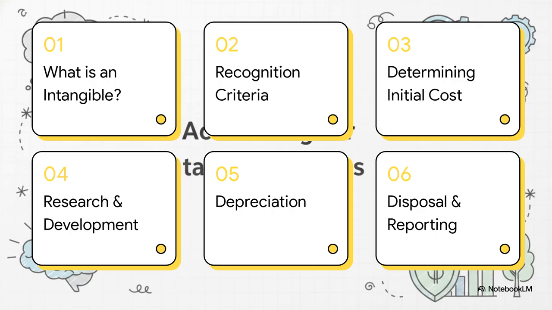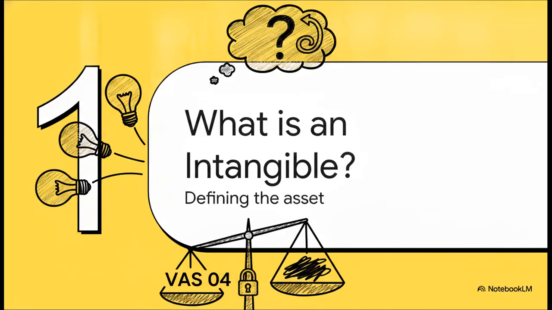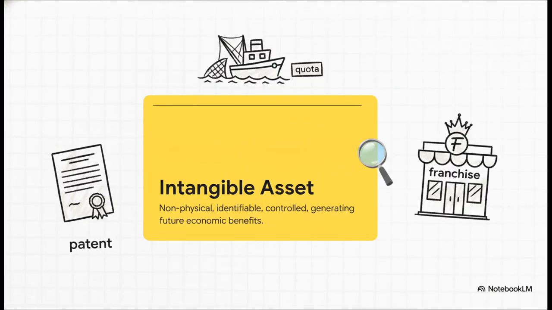So here's our roadmap for today. We're going to walk chronologically through the whole life of an intangible asset. We'll hit what they are, the four recognition criteria, determining initial cost, the R&D phase, depreciation, and finally, disposal and reporting. Which brings us right to Section 1. What is an intangible asset? Let's start at square one.